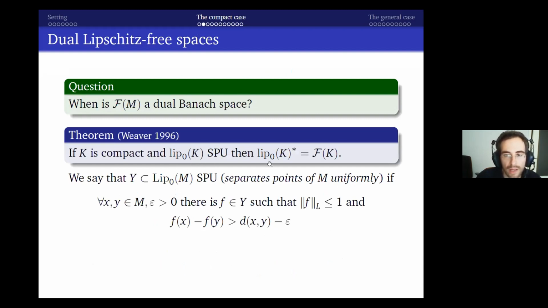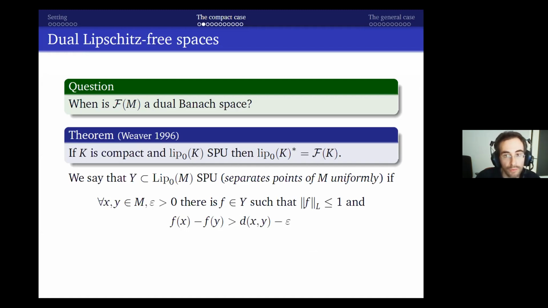And this implies that the space of little Lipschitz functions is actually a pre-dual of the free space. And by separating points uniformly, I mean this condition here. So that for any 2 points in M and any epsilon, we can find a function of norm less than 1 such that this separation condition is satisfied.